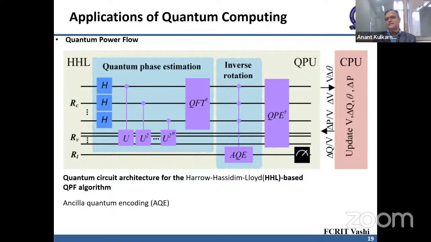If you look at this slide carefully, there is a quantum circuit shown. There are three things basically: HHL, QPU, and quantum phase estimation. So the entire quantum circuit is divided into these parts, right? Now what is this HHL? It basically stands for Harrow, Hassidim, and Lloyd based quantum power flow algorithm, right?